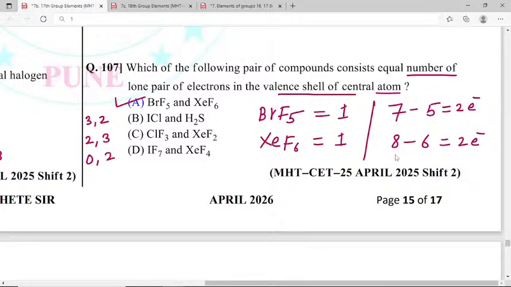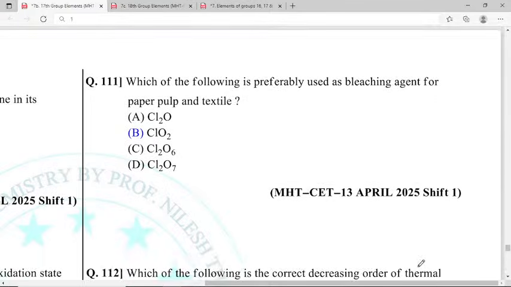So I am talking about all the lone pairs, so please mention all the lone pairs. How to find the lone pairs? Valence electrons minus bonding electrons. Okay, did everyone get it? Question number 107. Next question.